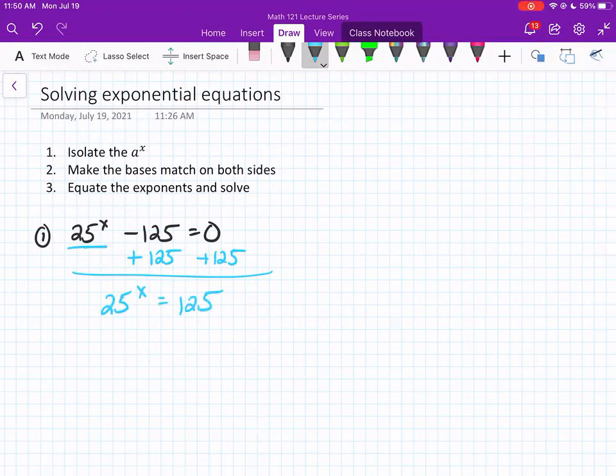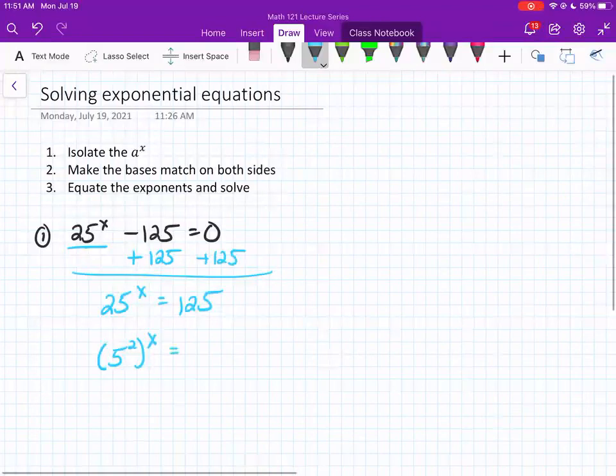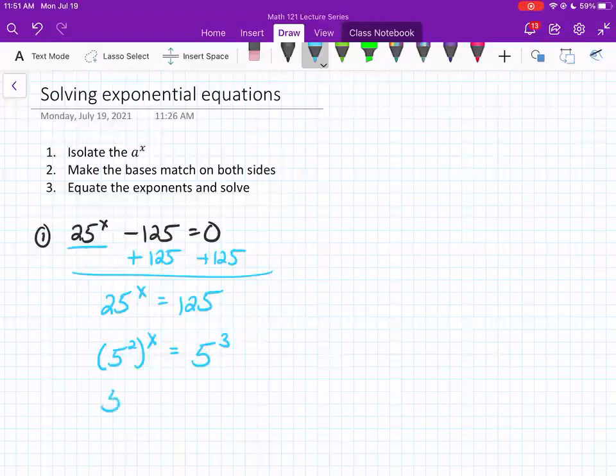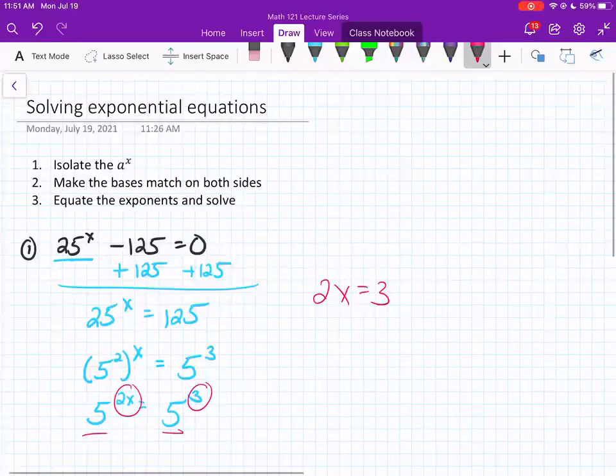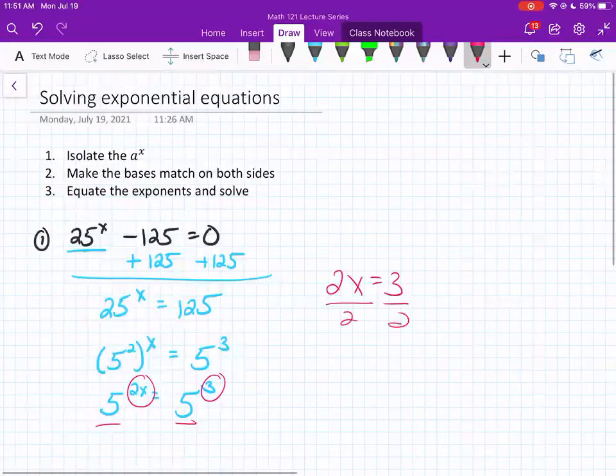Now I want to be able to equate my bases. To do that, I need to find some base that I can raise to a power and then be able to equate my exponents. When I do that, I see that I can rewrite 25 as 5 squared, and I can rewrite 125 as 5 cubed. Remembering our rules of exponents, I can change this to 5 to the 2x equals 5 cubed. And now, since my bases are equal, my exponents are also equal, leaving me with x is equal to 3/2.